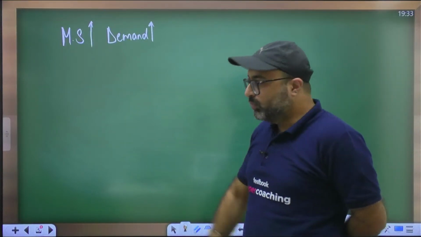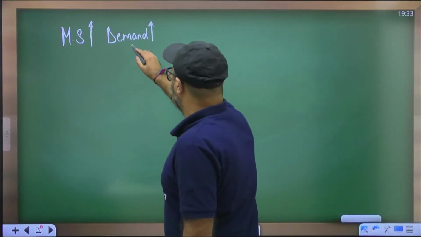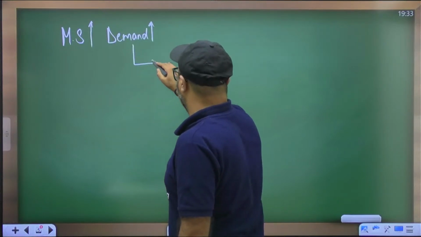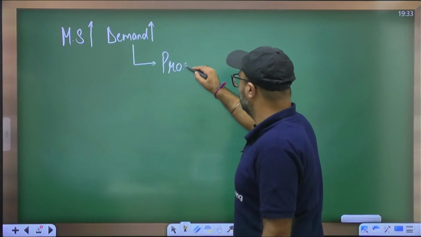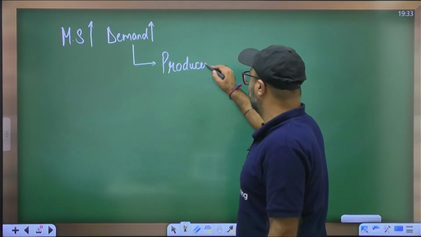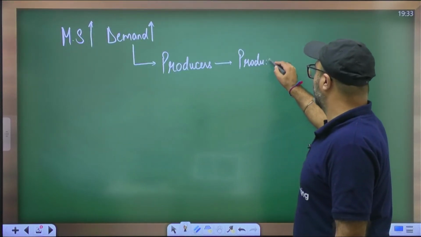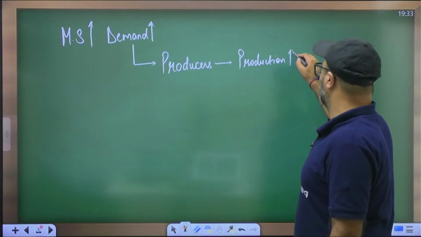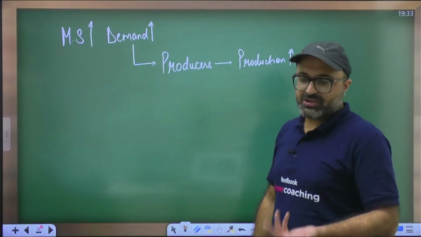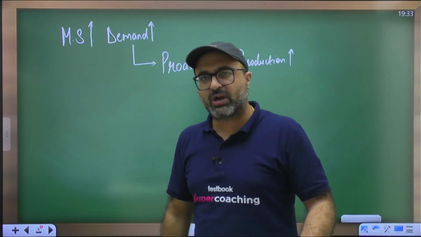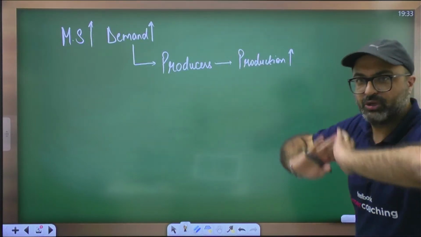Okay. The moment demand increases, see, whenever demand for a commodity increases in a market, obviously the producers will try to increase the production. भाई ऑब्वियस ही बात है ना, अगर मेरा प्रोडक्ट बिक ज्यादा रहा है, मेरे प्रोडक्ट की डिमांड ज्यादा है, तो मैं क्या करूंगा सर, मैं उसकी प्रोडक्शन बढ़ा दूंगा. What I'll do, I'll increase the production. So the moment demand increases, it will push the producer to increase production.